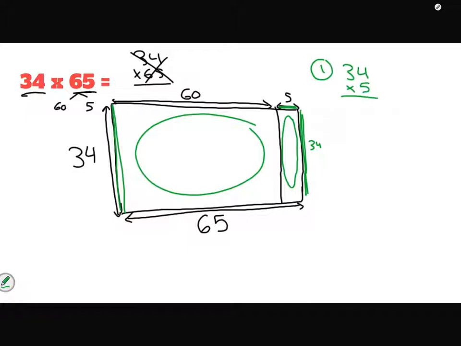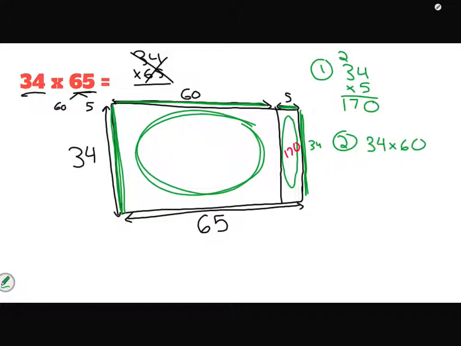5 times 4 is 20, so I'm going to put down my 0, recruit my 2. 5 times 3 is 15, plus 2 is 17. So I am getting 170 for inside that little piece. Now I'm over here, and I need to solve this. So again, I'm seeing that this is 60, and this is 34. So for my step 2, I'm doing 34 times 60.